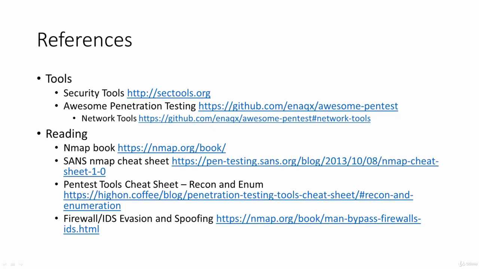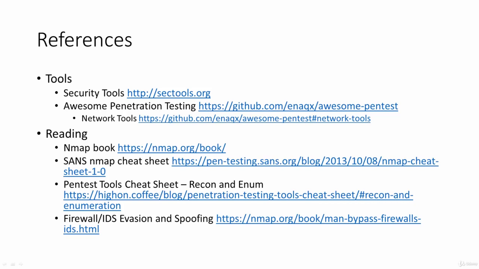A really handy thing is this SANS Nmap cheat sheet. You can print it out. It's a PDF, and just hang it on the wall. I had a period of time in my career when I had that on my wall. This is another cheat sheet, which is just a longer version of the SANS one. It has more than only Nmap in it. And the last one is about which Nmap options allow you to evade IDS or firewall attention.